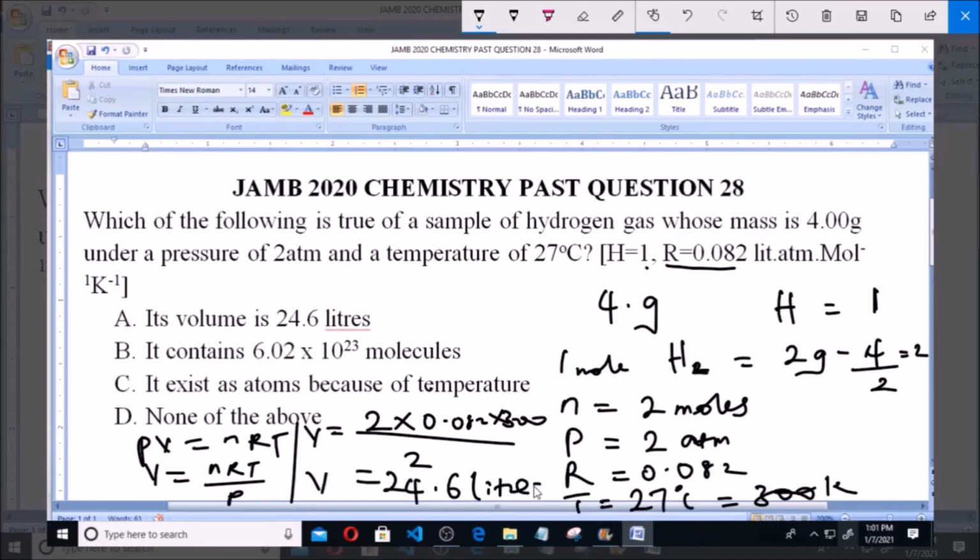Now looking at the options, you agree with me that the correct answer already to this question is actually option A, because it is so clear and obvious that the volume of this hydrogen gas is 24.6 liters as said in option A. So option A is actually correct.